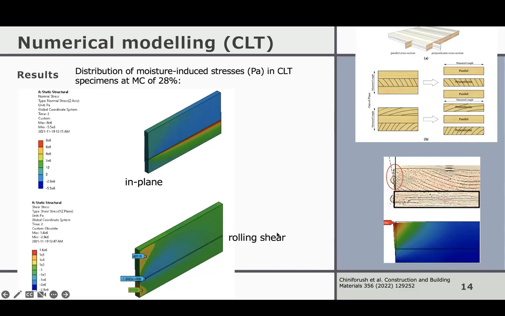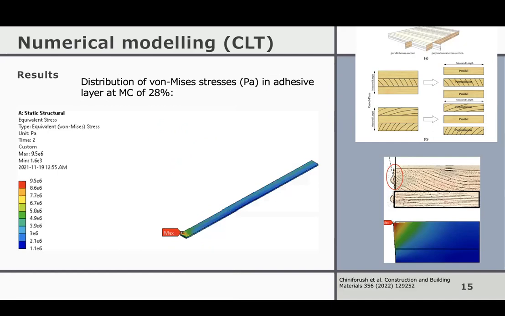But interestingly, the rolling shear stress was also significant. That explains the possibility of having a rolling shear failure just due to moisture changes. It may occur here or here, so essentially at the boundaries of the samples. If you want to have a perpendicular to the grain failure, it may occur in the middle. So different patterns. We can check the cracks and visually see if this is true or not.